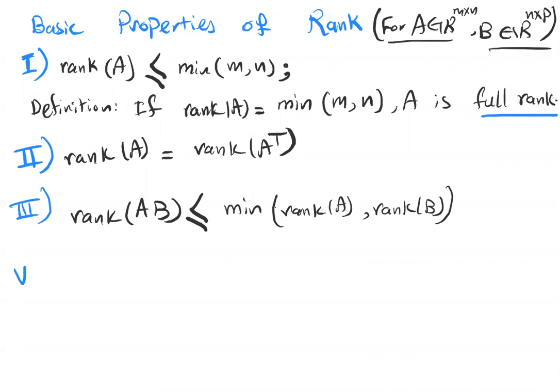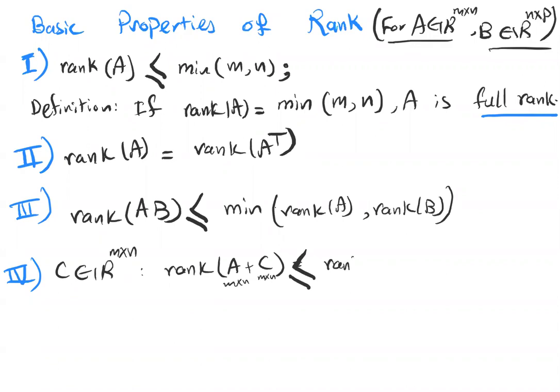And finally, the last property that we want to discuss here: rank of matrix A plus B. So let me do this. I define matrix C to be n by n. Rank of matrix A plus C, A and C both are n by n. The rank of this matrix is less than or equal to rank of A plus rank of C. These are some properties of rank that we may use in the future.